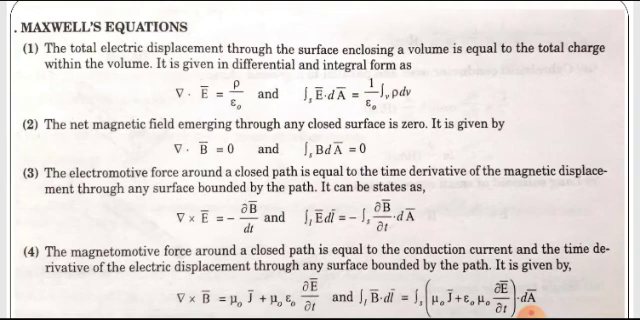The second one is regarding the magnetic field emerging through any closed surface being equal to 0, and it is given by del dot B equal to 0, because the divergence of magnetic flux density is equal to 0. Magnetic field never diverges, it always rotates itself, and its integral form is surface integral B dot dA equal to 0.